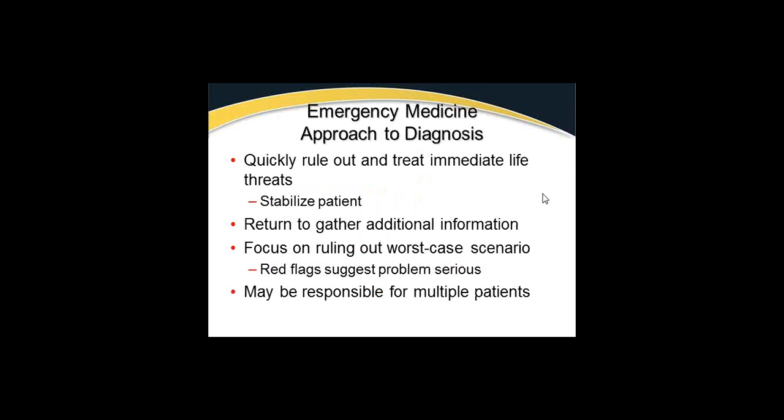So our approach to diagnosis: quickly rule out and treat the immediate life threats. Well, that should be fairly easy to do when we do our primary assessment. And remember, the purpose of the primary assessment is to find and treat any life threats. So we're probably not making any diagnoses really in the primary assessment unless it's something like unresponsive apnea, cardiac arrest. We're not going to be very specific on those. We don't know why those things happen. We return and gather additional information.